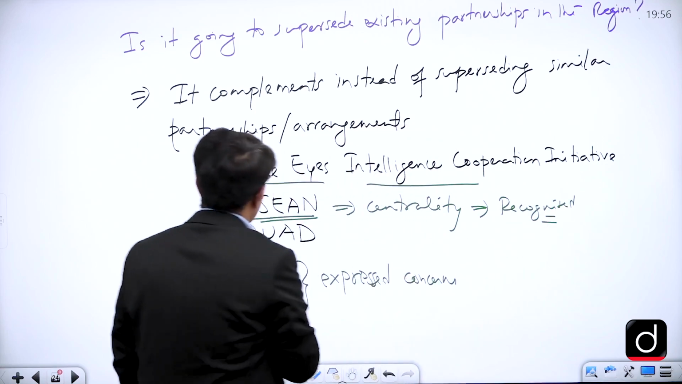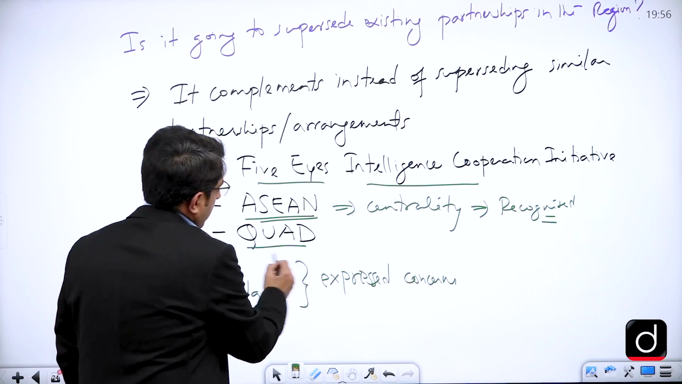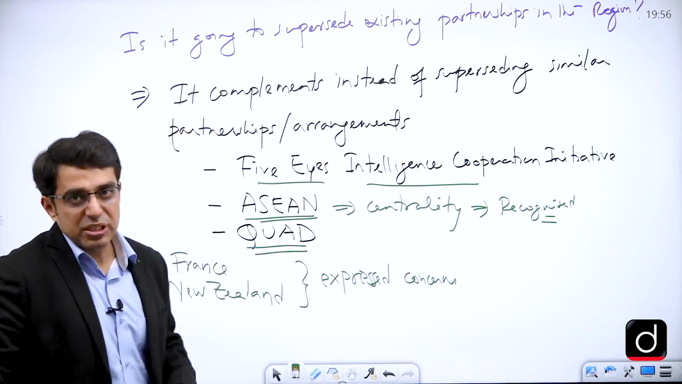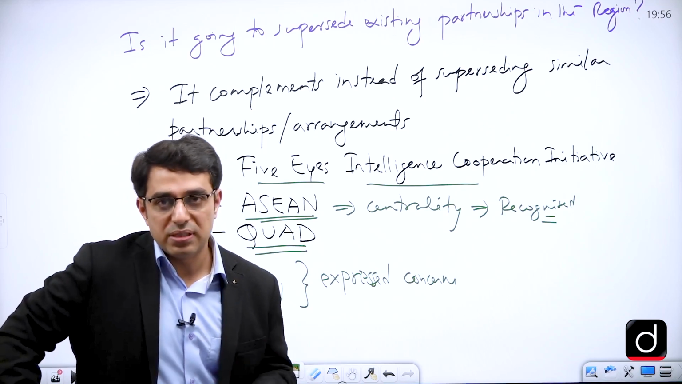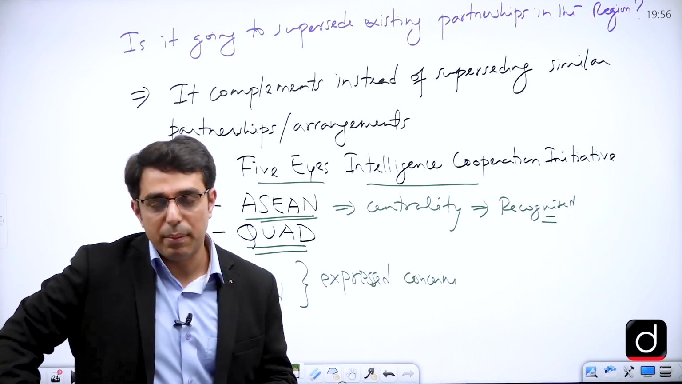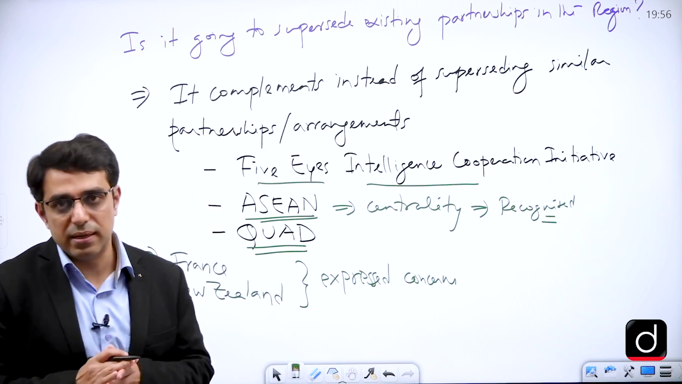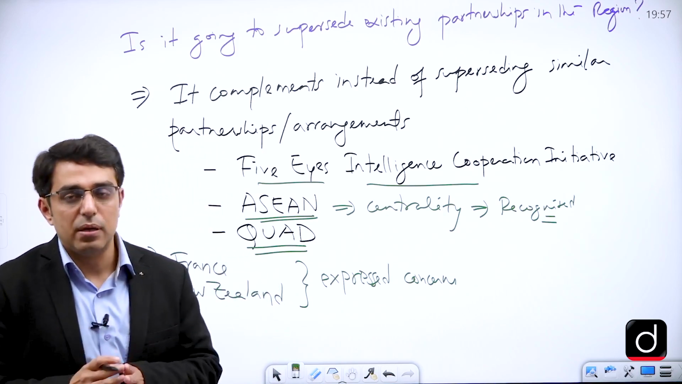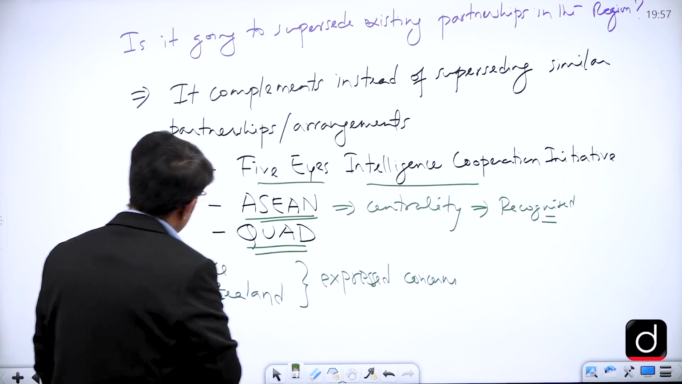So, it will also not be in conflict with ASEAN. Then thirdly, Quad. Because the membership is such that the UK is the only new party, and the US and Australia are again members of Quad, there is no reason to see that there will be any conflict between AUKUS and Quad. Both will complement and supplement each other.